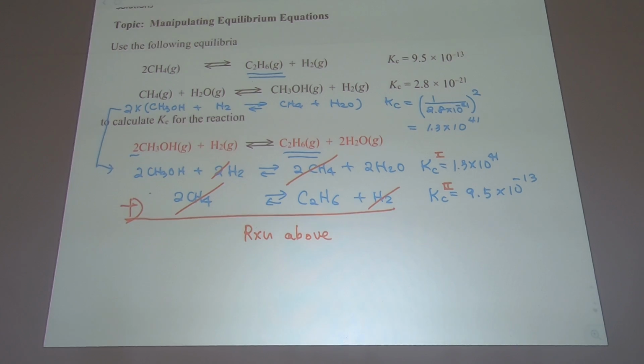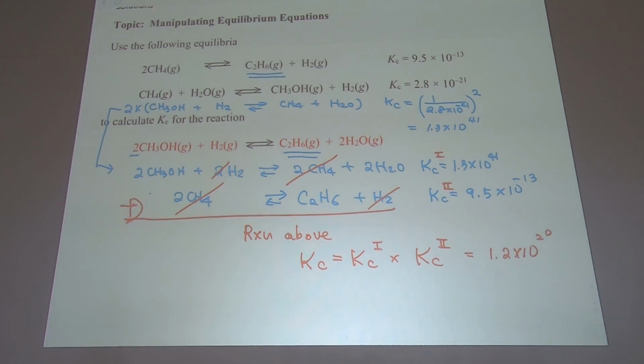So for this reaction, Kc is Kc1 multiplied by Kc2. It's the same reason as when you double it: you're adding these two equations together, so this Kc constant multiplied by itself became the square, same as here. So by adding these two reactions, your equilibrium constant is the product of those two.